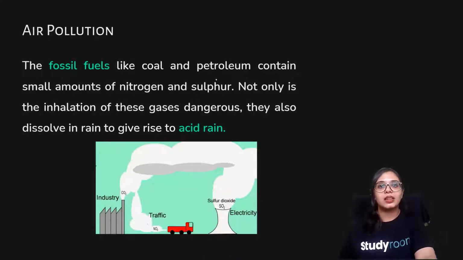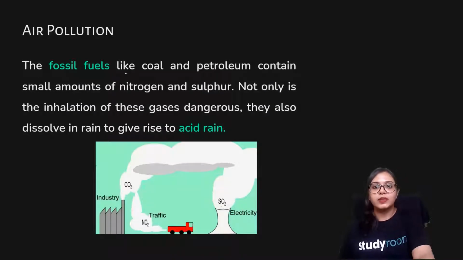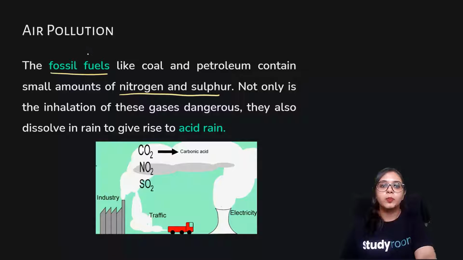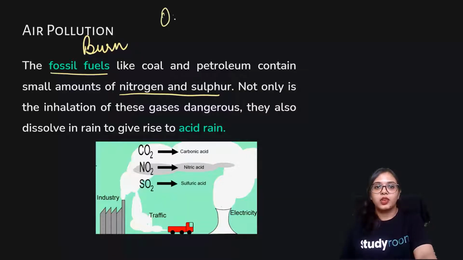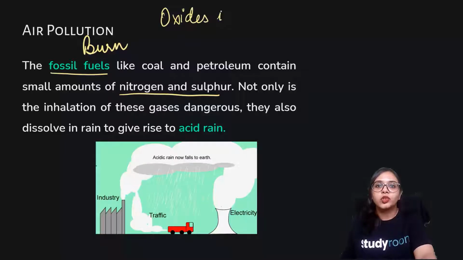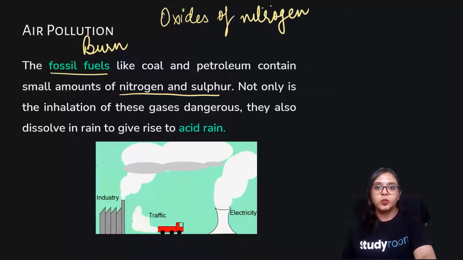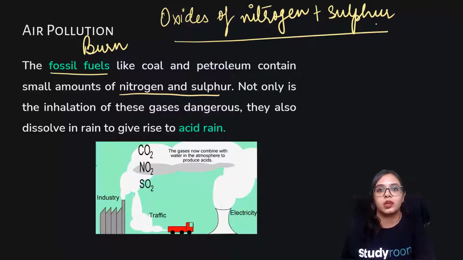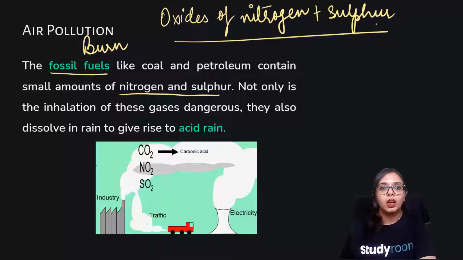Now let's have a look at air pollution. The fossil fuels like coal and petroleum contain small amounts of nitrogen and sulfur. So when we humans burn these fossil fuels, naturally oxides of nitrogen and sulfur are going to come out of those burnt particles, right? These oxides of nitrogen and sulfur are harmful for our health, not only for our health but also for the health of other organisms.